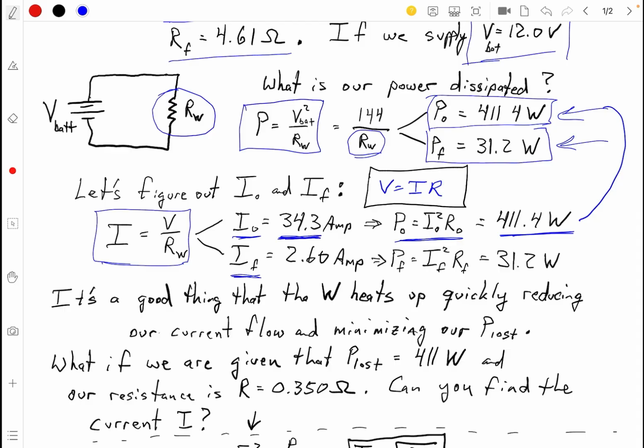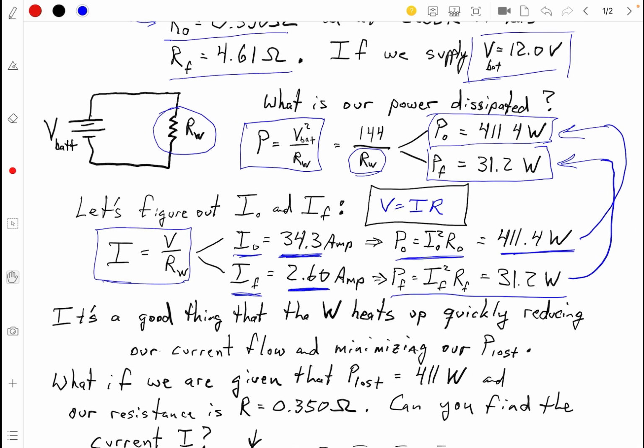So as the resistance goes up, believe it or not, we actually bring down our current, and therefore our wattage, the amount of power used goes down. And that's this one. So it's a good thing that the tungsten heats up quickly, and that reduces our current flow. And reducing our current flow is exactly what we want to do, so that we don't have such a large power loss.